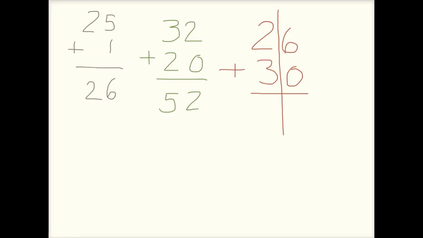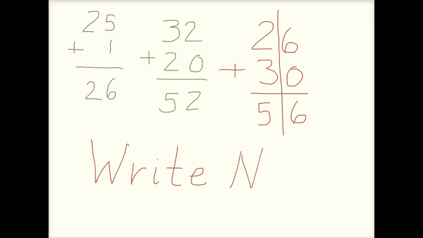Now you could also go 6 plus 0 is equal to 6. 2 plus 3 is equal to 5. As I've always told you, there's more than one way to get an answer. And don't forget, always, always write neatly. The numbers should be lined up nice and evenly.